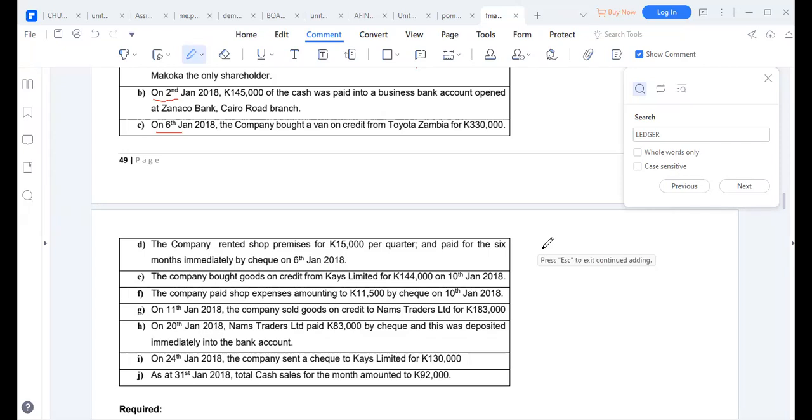So anything that you are spending money on is always a receiver, and the source is always a giver. So in this case, the motor van is a receiver. It is receiving a van, and Toyota Zambia is a giver. Are we okay there? And the motor van will be debited. Toyota Zambia will be credited. Any question there or any further contribution there?